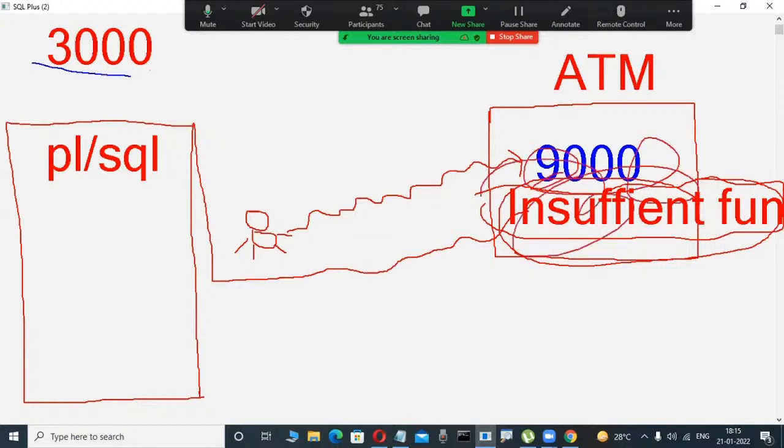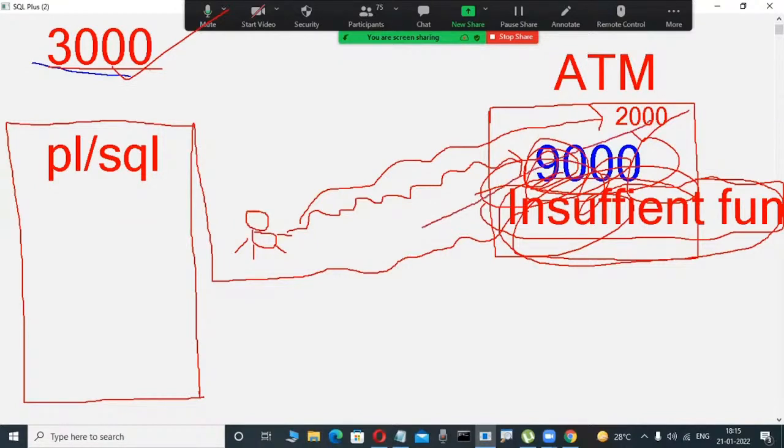Again, another scenario. For example, now my balance is 3,000. Suppose I am inserting an ATM card. Now I try to withdraw 2,000 rupees, for example. Is it possible? Possible. Why? Because here my balance is 3,000. Here 2,000 is less than 3,000. That's why this withdrawal is possible. We are withdrawing 2,000 money in this example.